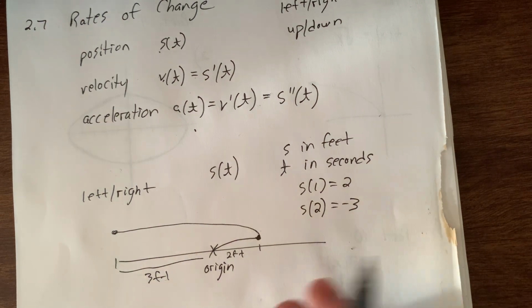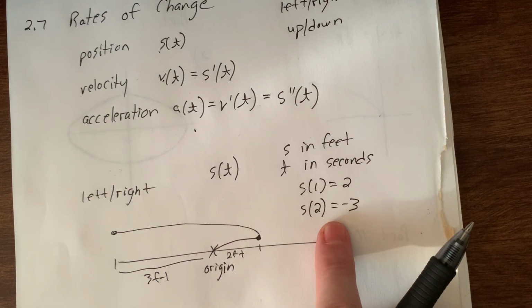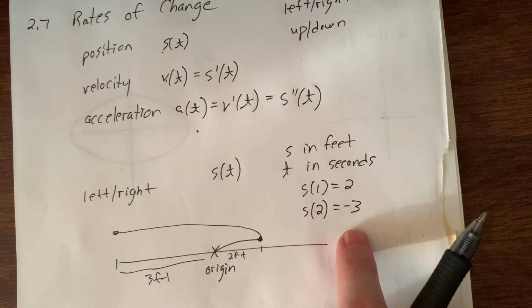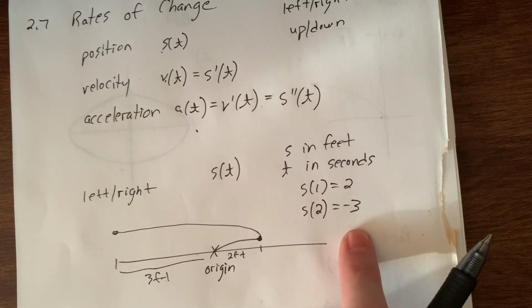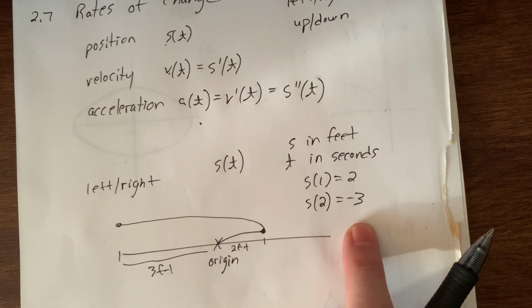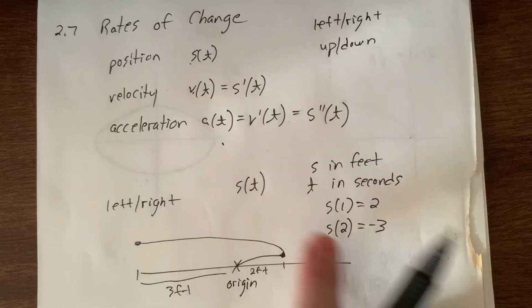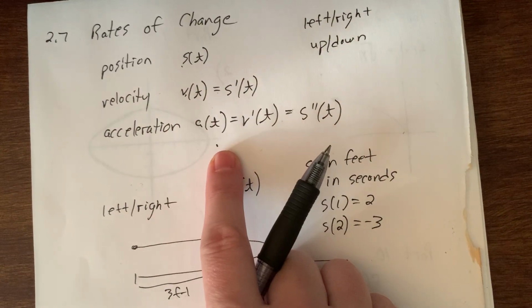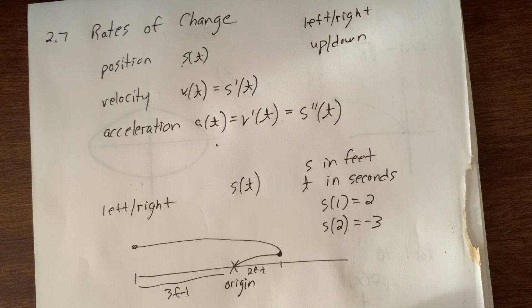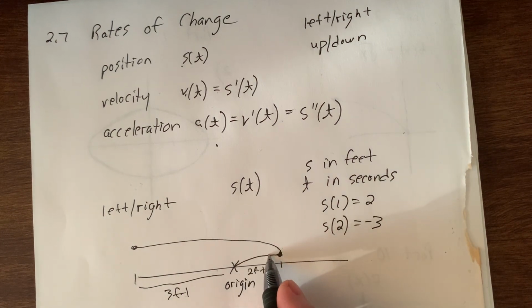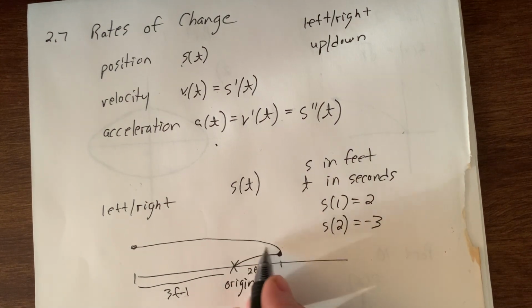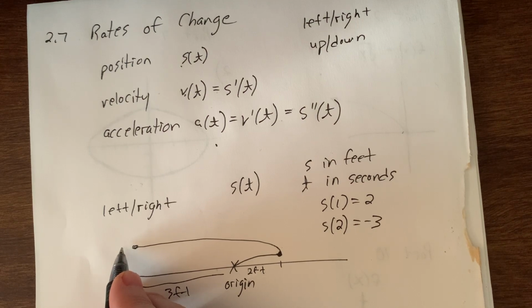So one more time, this does not represent the distance the object has traveled. It purely tells us its location relative to the origin. And the positive or negative just gives us the direction from the origin. Okay, so now talking about velocity and acceleration, well, same ideas. If I'm moving in this direction, my velocity is positive. If I'm moving in this direction, my velocity is negative.